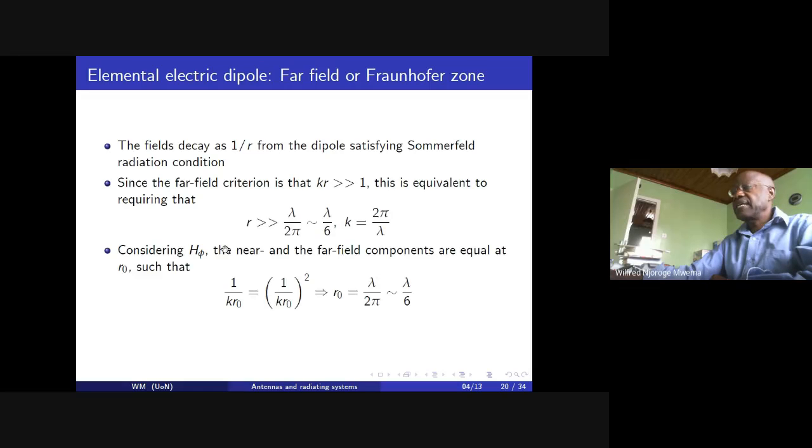And considering H phi, the near and the far field components are equal at r0, such that 1 over k r0 is equal to 1 over k r0 all squared. And we see that the boundary between the far zone and the near zone will be for the case where r0 is just lambda by twice pi, which is just lambda by 6.